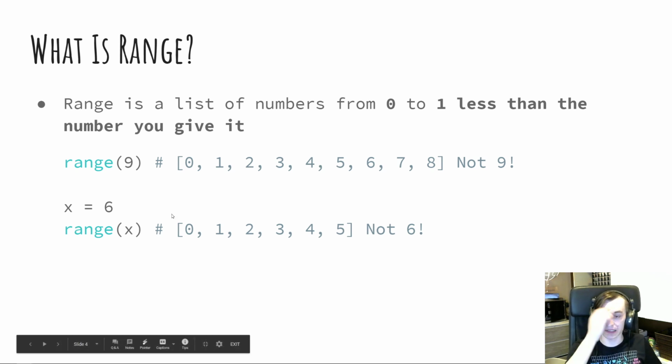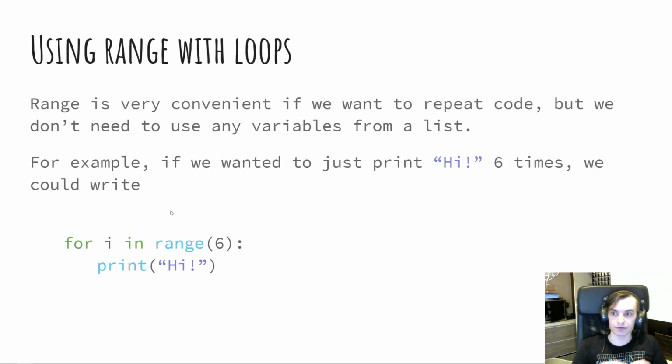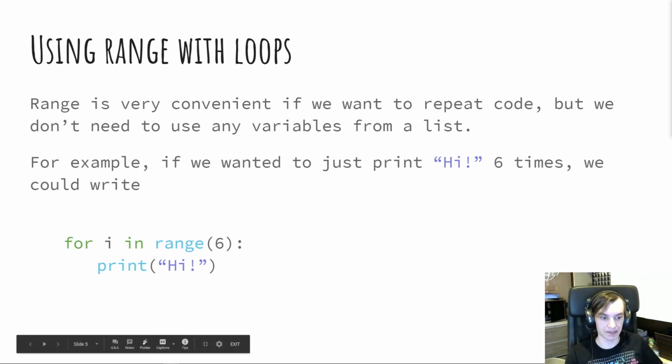We can also use variables in there. We just wanted to show that because sometimes people think that you can only use numbers in certain contexts. But you can definitely use variables here, and you can use stuff like the length of a list as well. Using range with loops is really convenient if we want to repeat code, but we don't need any variables from a list, or we need variables from multiple lists. Here's our first example. We just want to print hi 6 times. That's fairly straightforward.